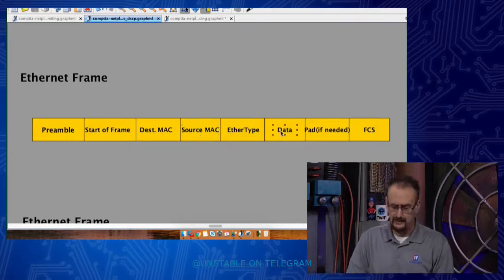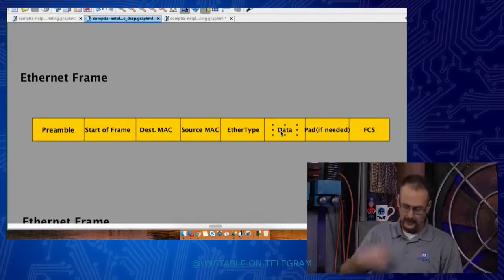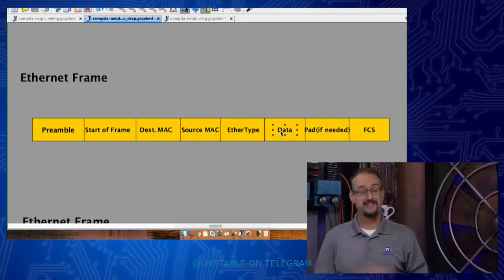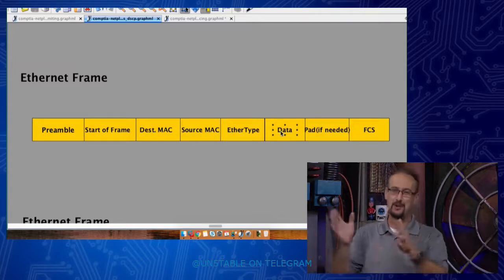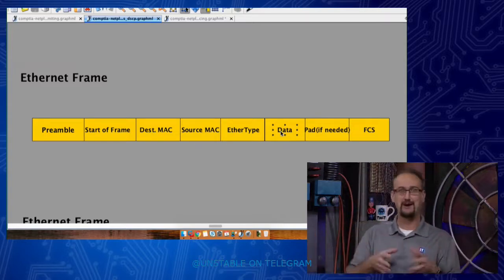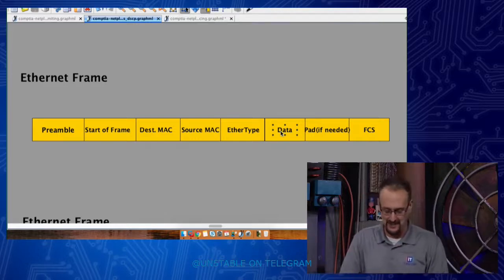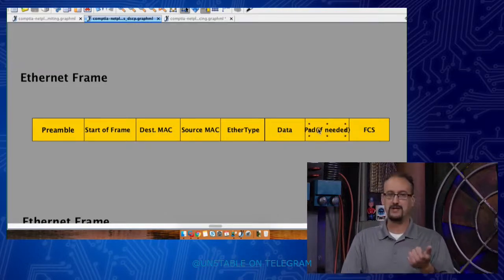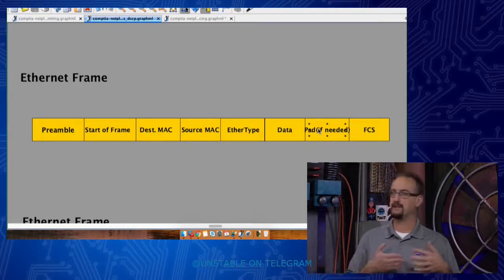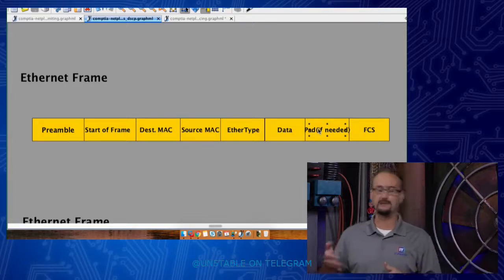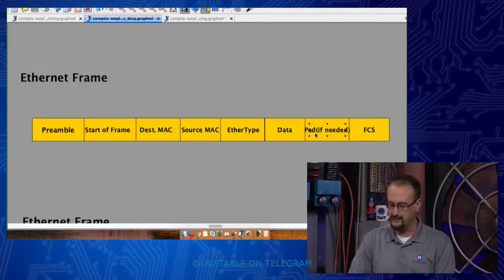Now, we have our data, right? And, well, data's kind of self-explanatory there. That's the stuff that we want to send, right? All this other stuff is added to the frame so that we can get it where it needs to go. You typically have, by default, a 1,500 byte payload limit. If you don't hit the 1,500 limit, sometimes they'll put padding there. So that's why I put padding there.